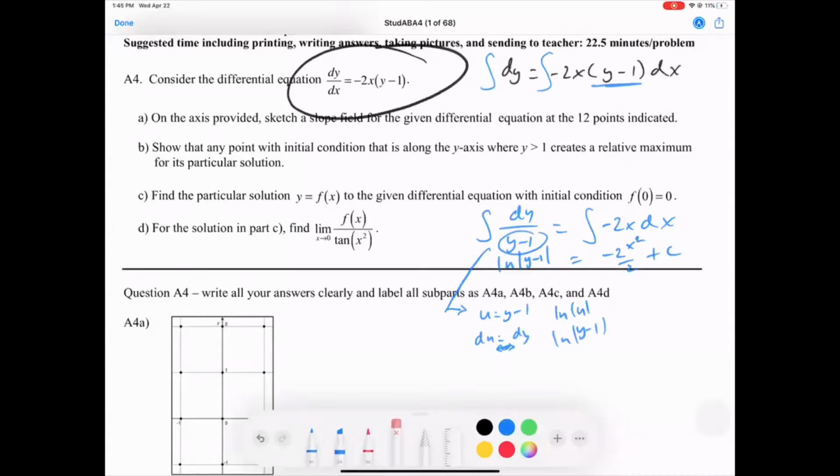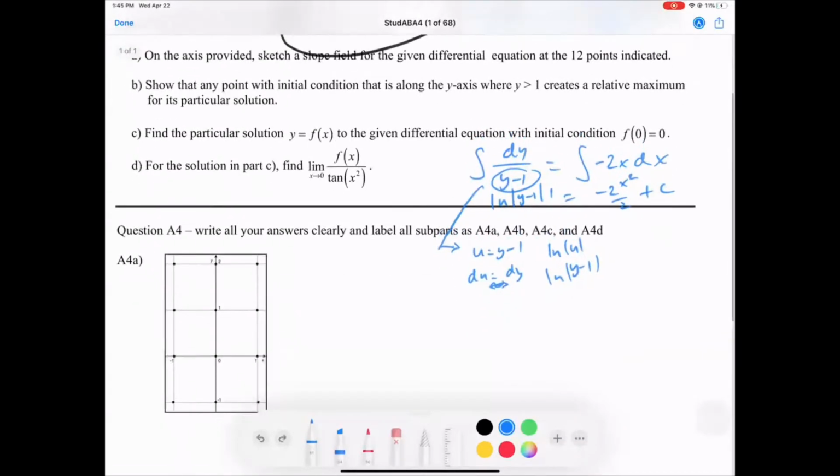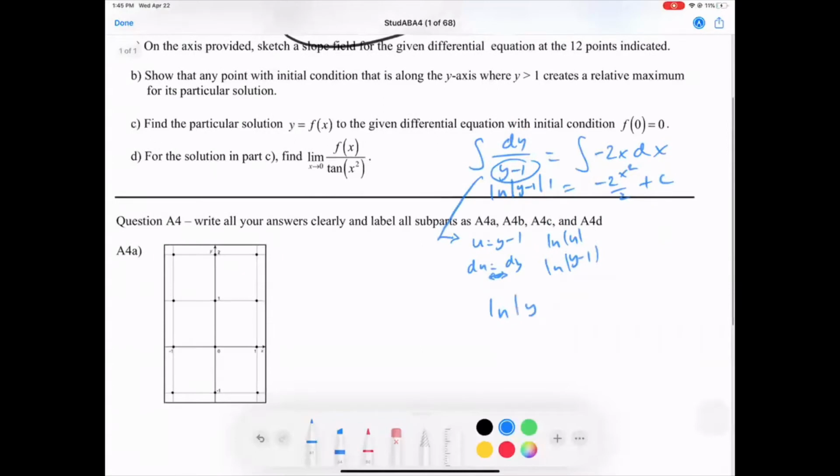To rewrite this, natural log of y minus 1 is equal to, reduce that to negative x squared plus c. Now, you could go ahead and solve for c, as in move stuff over, but what I like to do is just plug in the x and y values that they have already. They gave us x is 0 and y is 0. If x is 0 and y is 0, those are both 0. Natural log of negative 1 is equal to c.